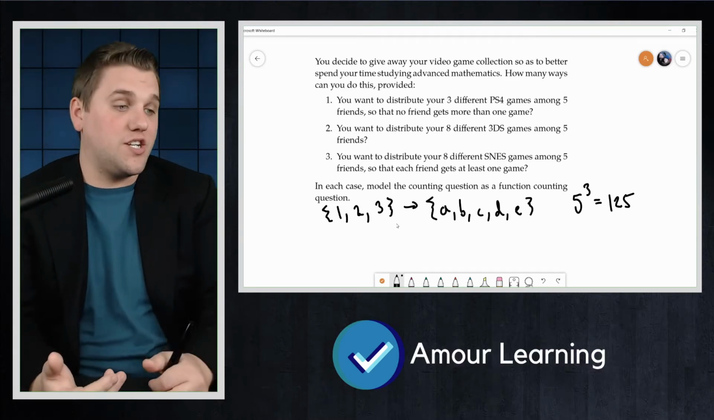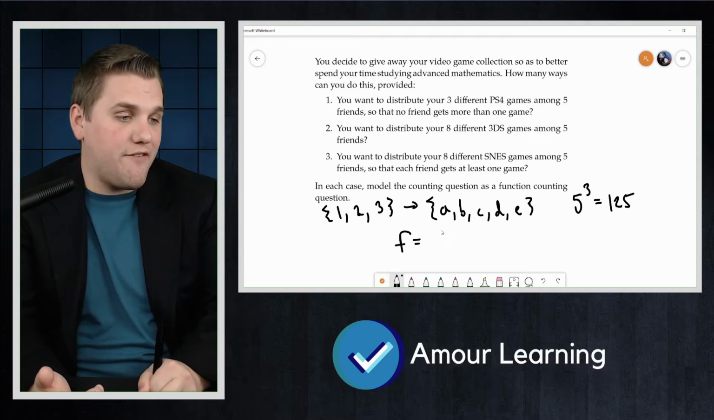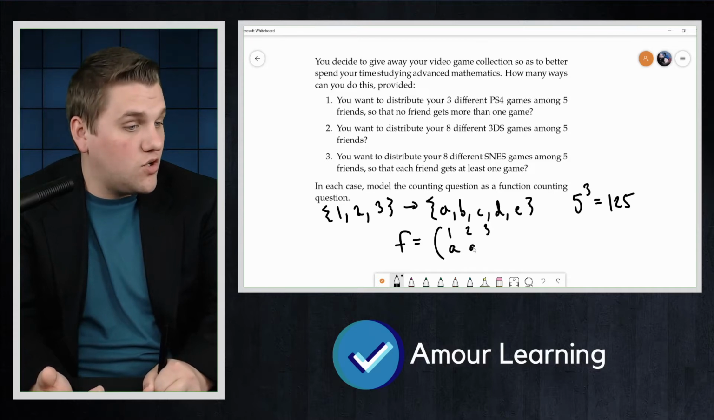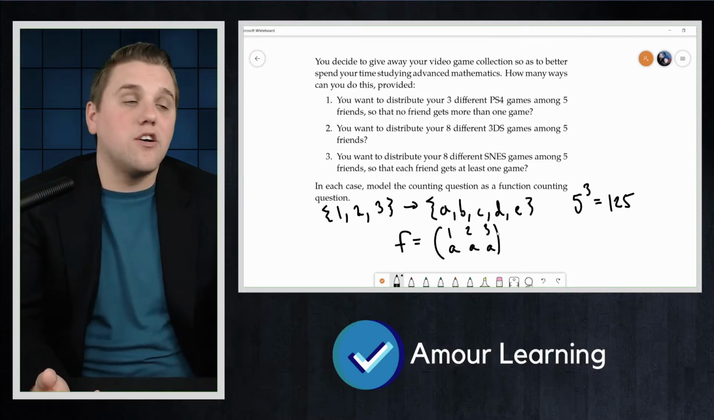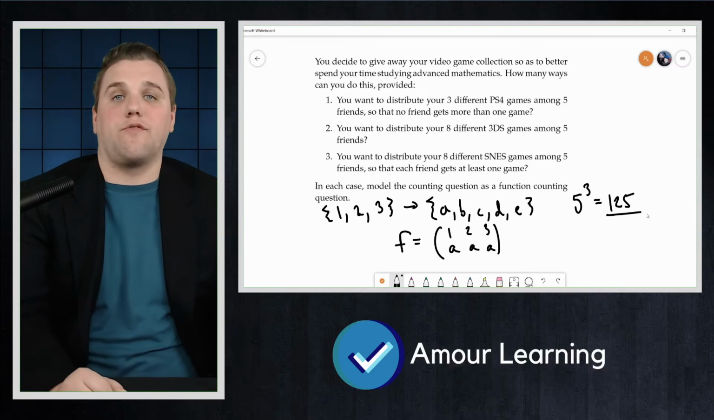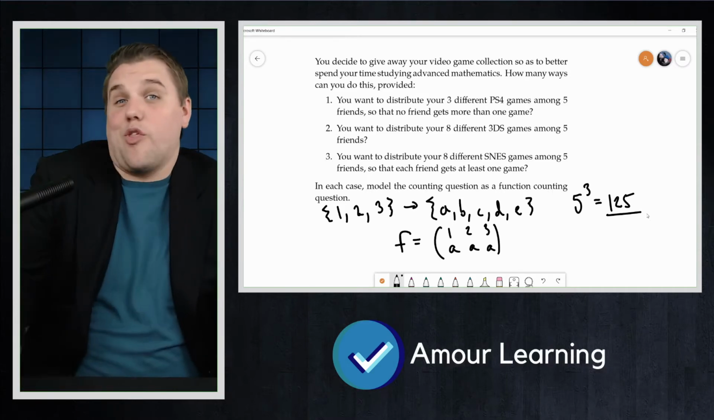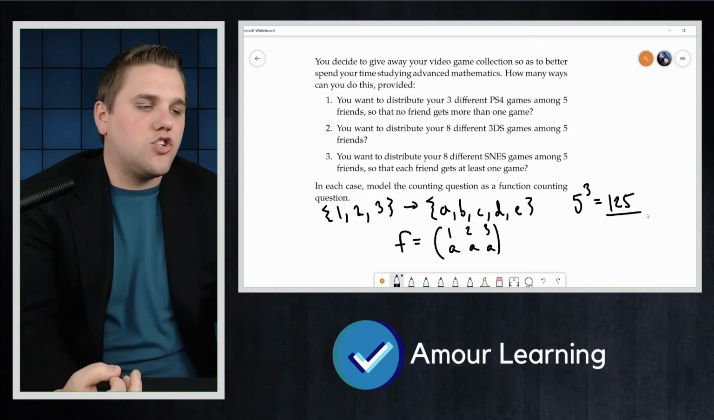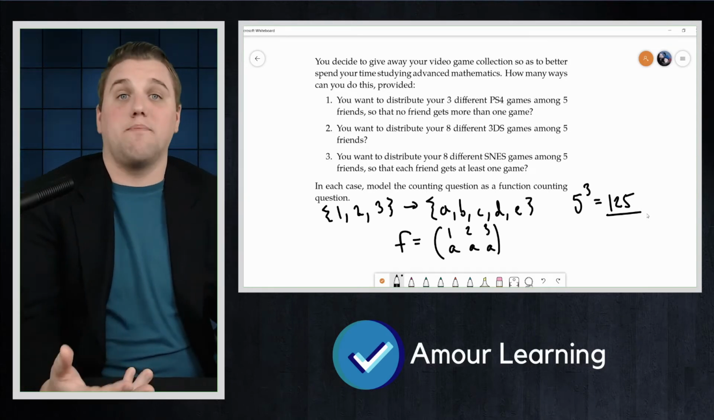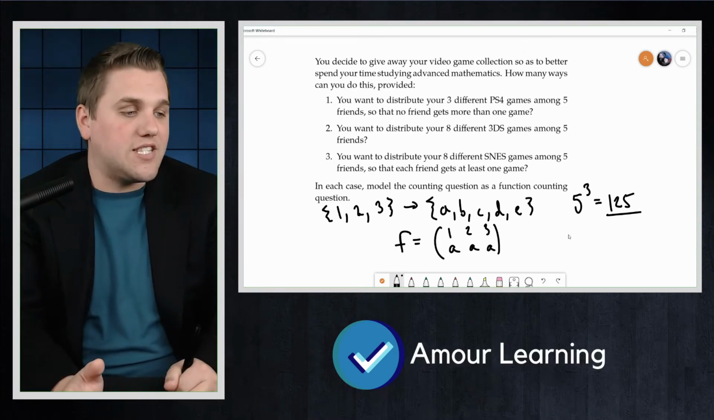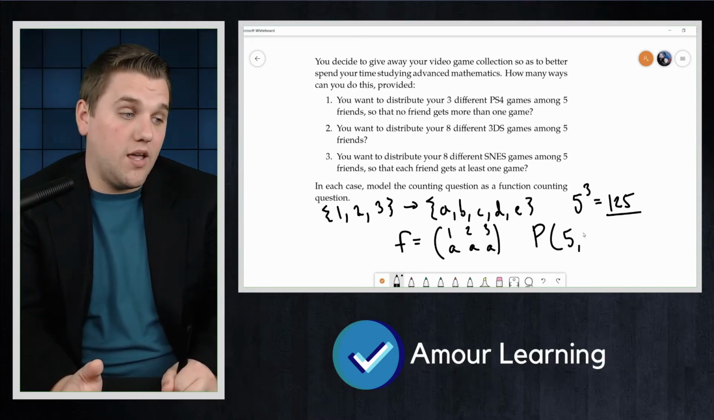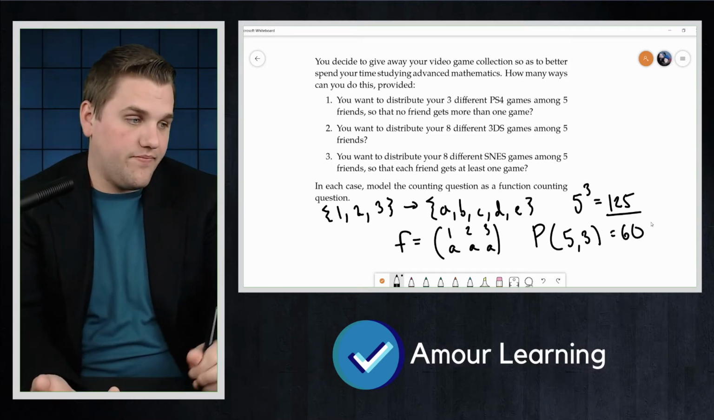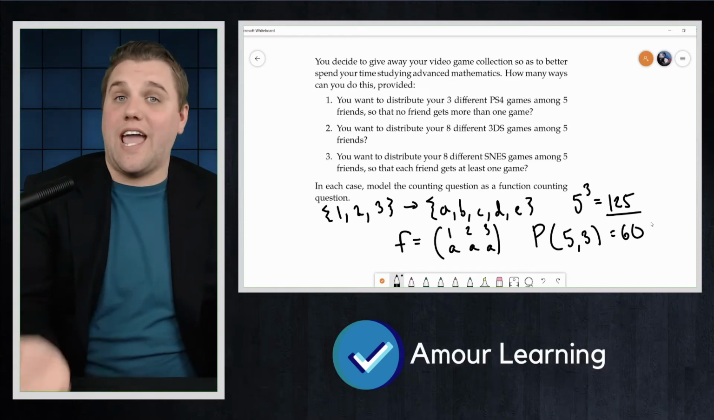because one of these functions is f equals, for 1, 2, and 3, we're sending 1 to A, 2 to A, and 3 to A. That function is counted in these 125 different functions. So one friend can get more than one game. What we really need to do is count injective functions so that no 2 games go to the same person. So in order to do that, this gives P(5,3), which instead of 125, is 60. So this is the answer to our counting question.